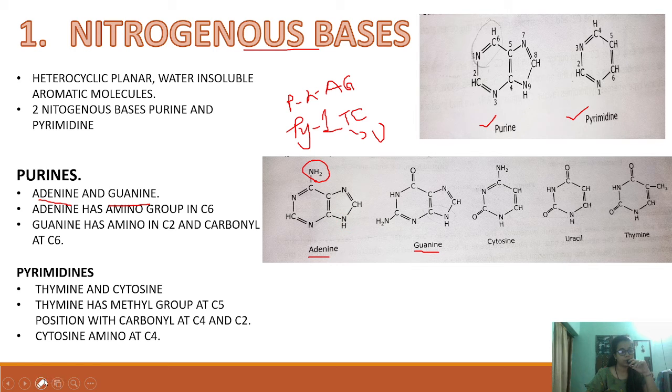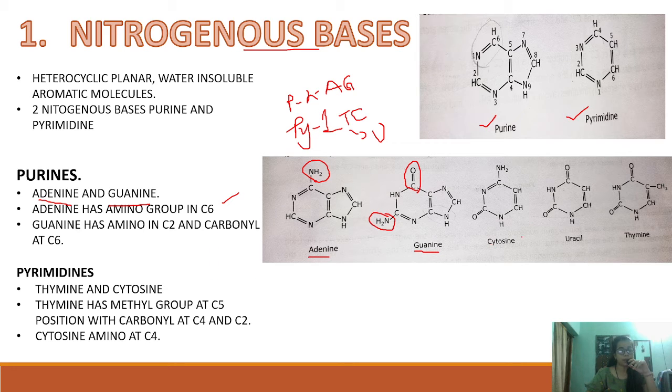Okay, so amino group in the C6 position, and guanine has amino in the C2 position. You can see this is the second position, amino group, and carbonyl at the C6 position. So this is the carbonyl, C double bond O, present in the C6 position, and at the C2 position the amino will be present. So the position of the amino group is very, very important.